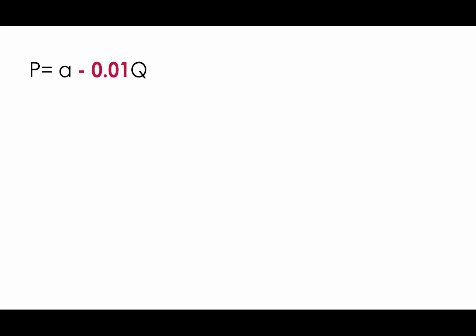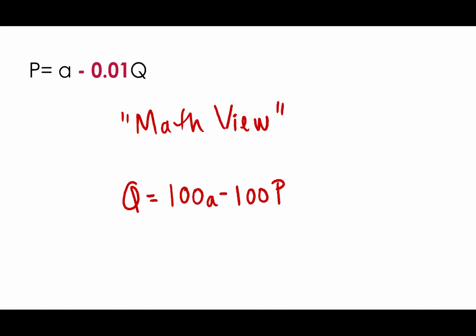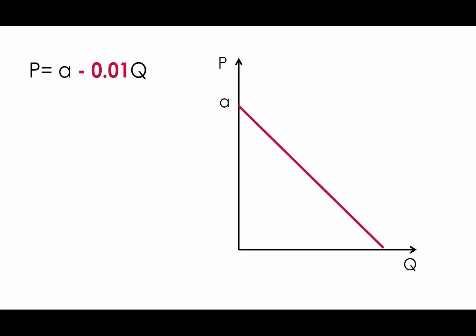So now this is what my equation looks like. I have price is equal to A minus, and I put the 0.01 in for my B value, Q. In math view, it would look something like this. I can graph this. I have P on my vertical, Q on my horizontal, A, the thing I still don't know yet, and I know it slopes downward because of the sign of the slope. But what's A?